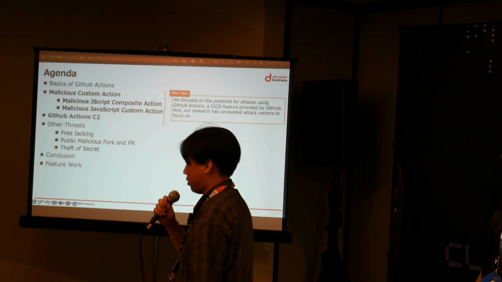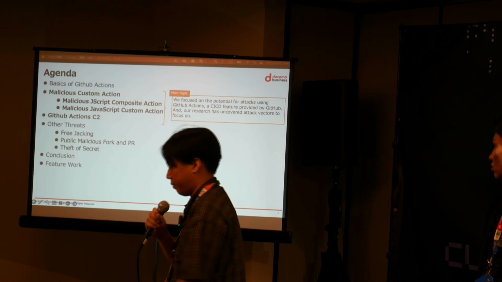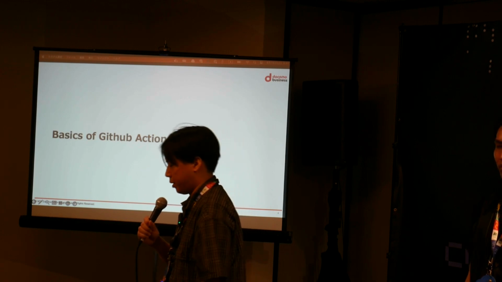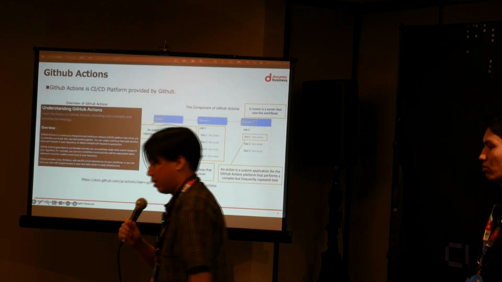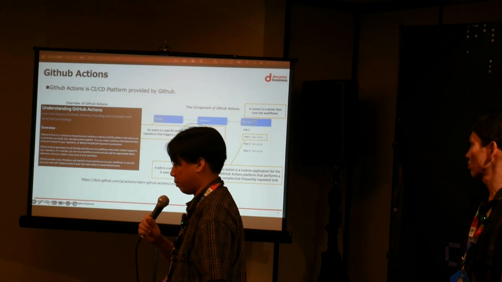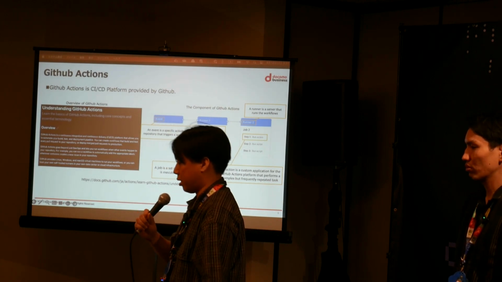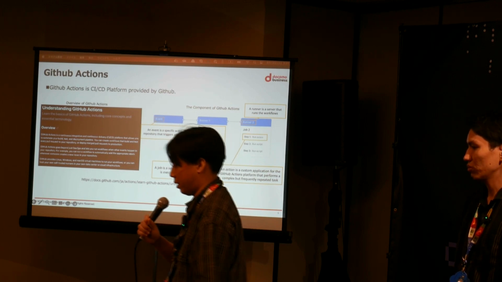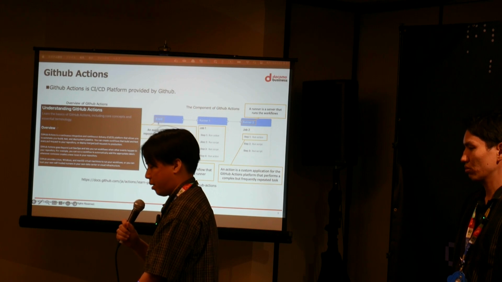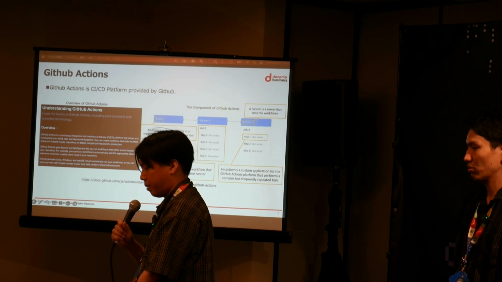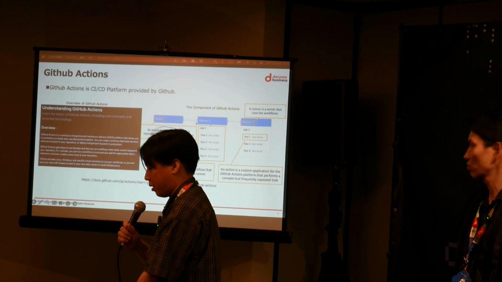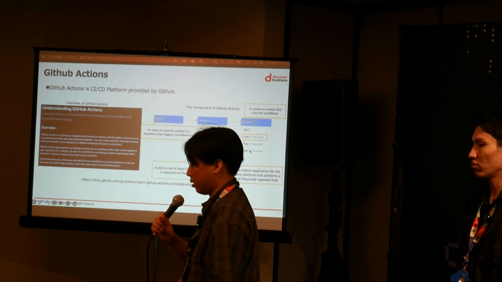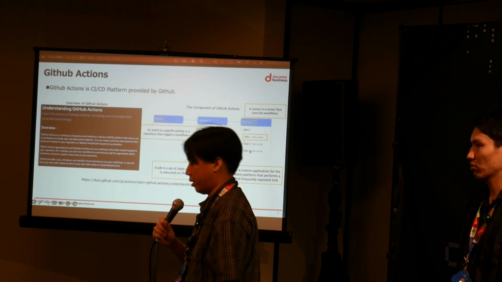This is our presentation agenda. Our talk goes like this. First, we talk about the basics of GitHub Actions. GitHub Actions is a CICD platform provided by GitHub that allows us to automate build, test, and deployment pipelines. And this is a component of GitHub Actions. There are some terms: events, runner, job, and action. In our presentation, runner and action are important, so I will explain in a little more detail.